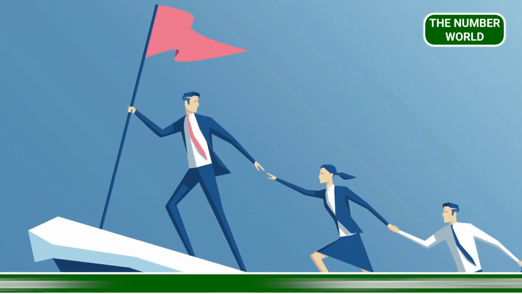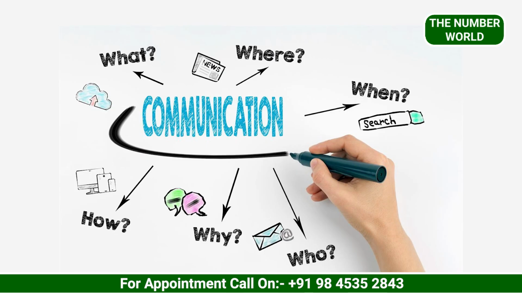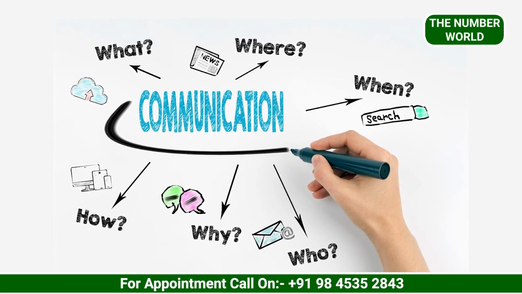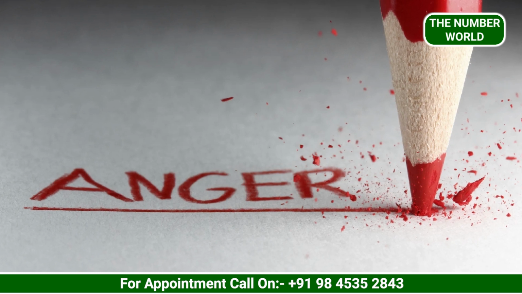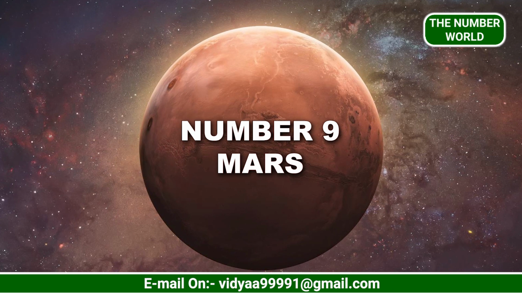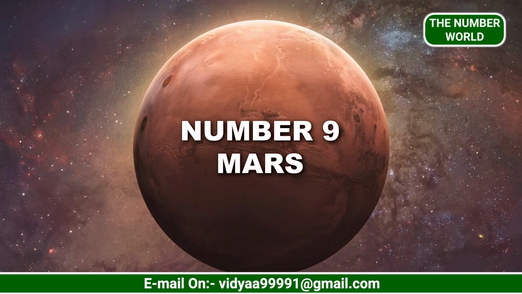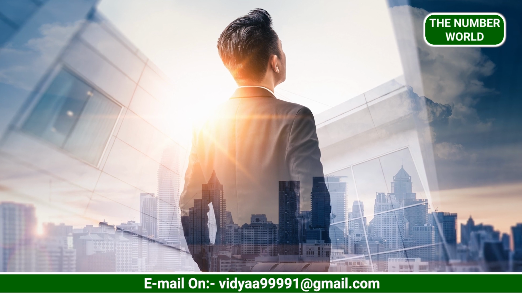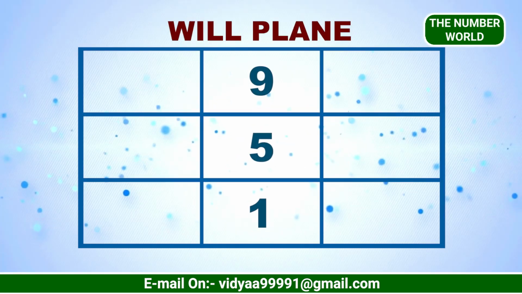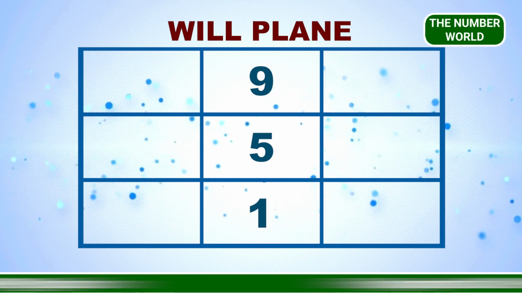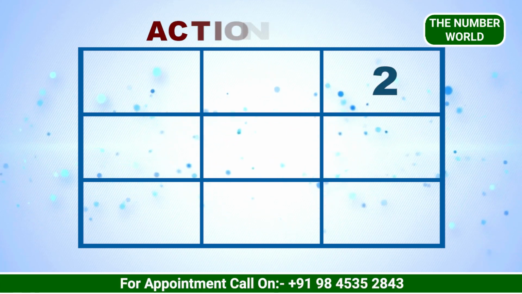The leadership qualities come from the Sun. The best communication skills of these people come from Mercury. And the aggressive power within them, that aggression to do something, to achieve something, comes from Mars. That's why they are always on the top. You will find many business people in our country and in the world who have this number and they have made it.